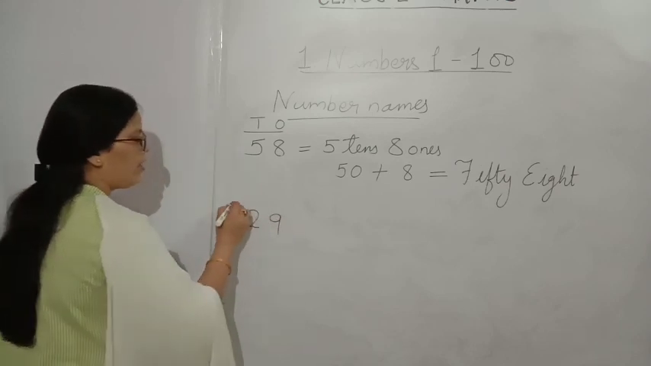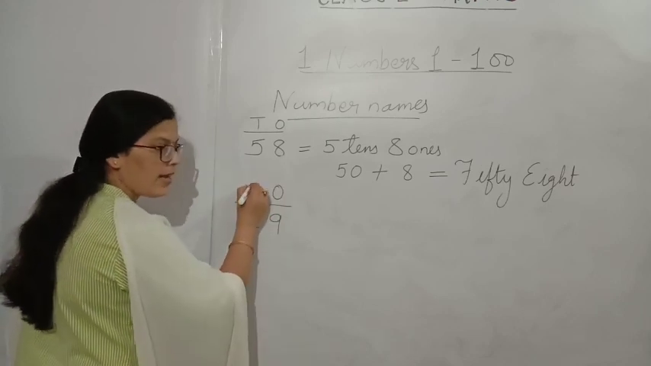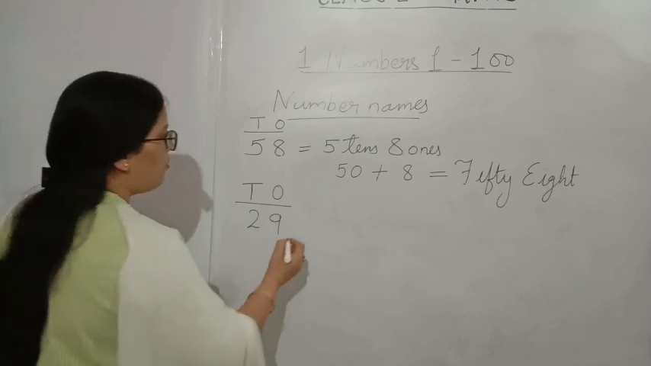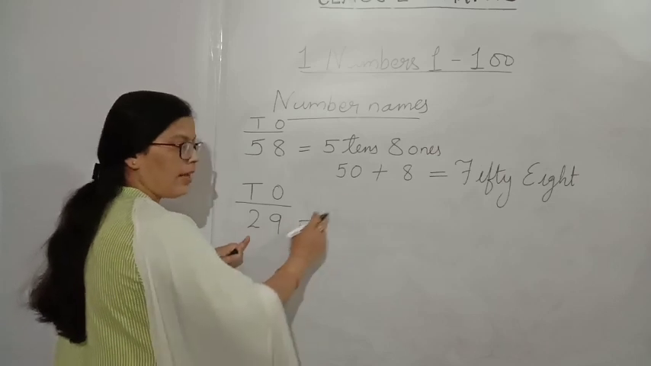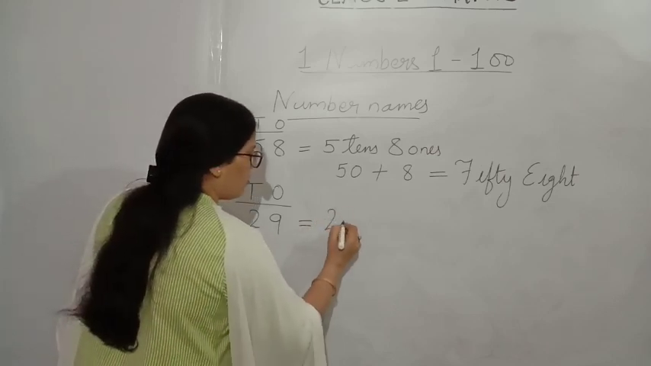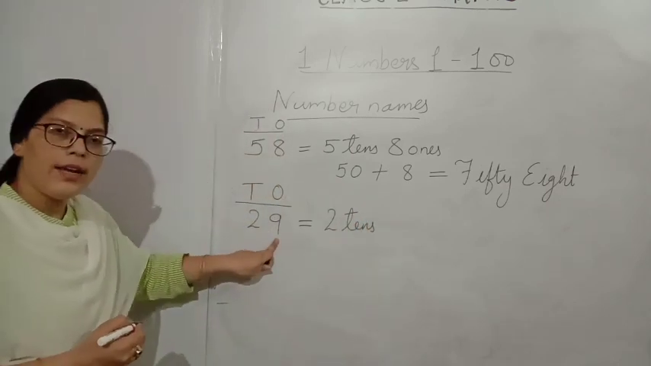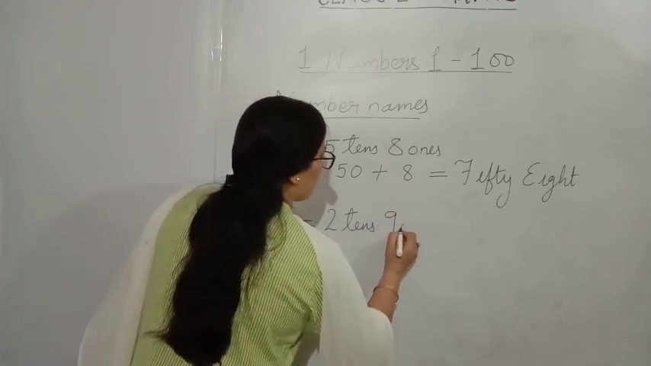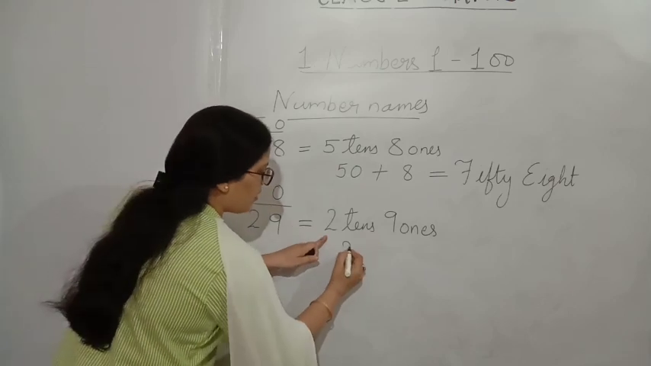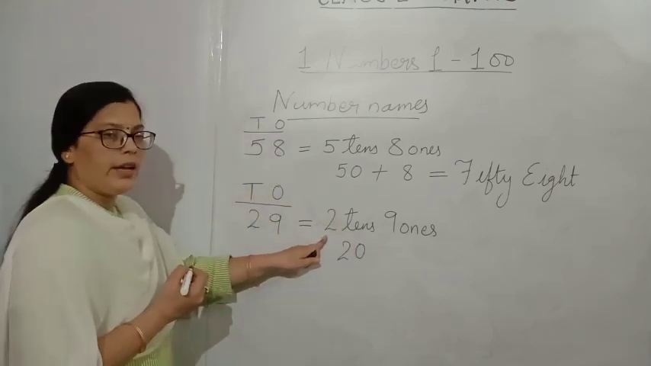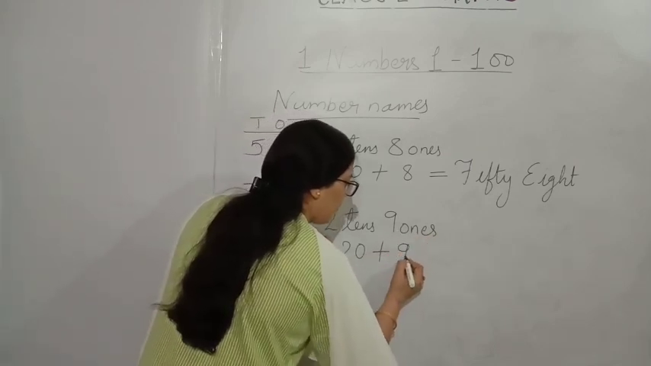29. Okay, again see here, 9 is at ones place and 2 is at tens place. Now write it in tens and ones. So 2 tens and 9 ones. Okay, so what is 2 tens? It is 20. 2 tens is 20, 2 times 10, and then 9 ones is 1 time 9.